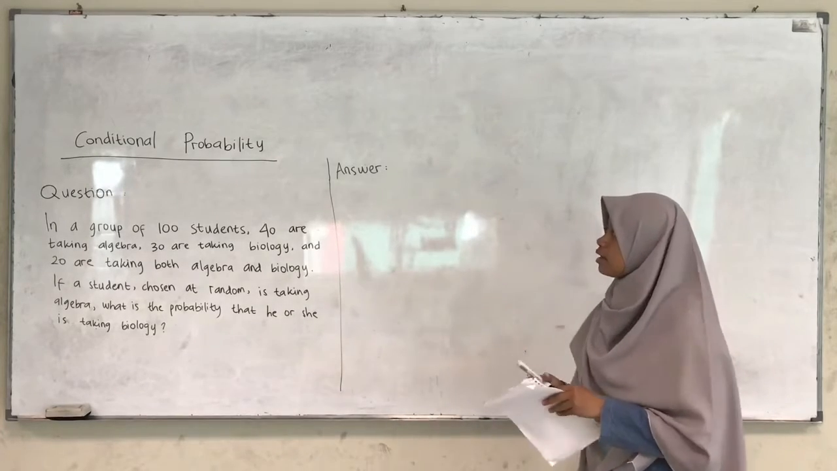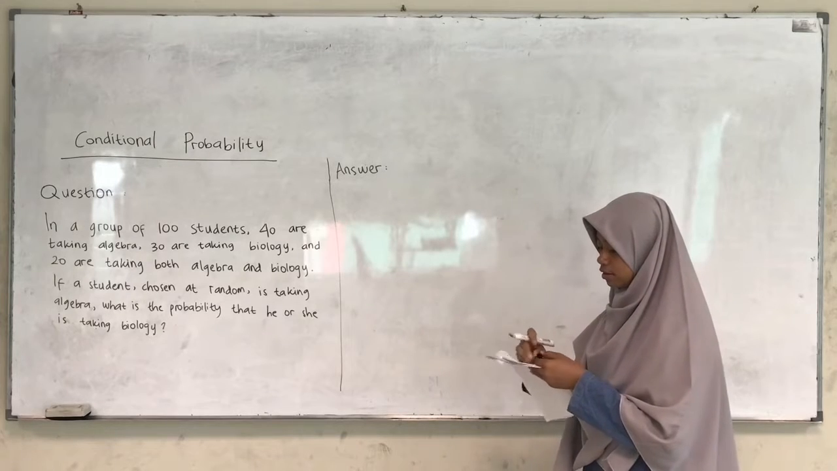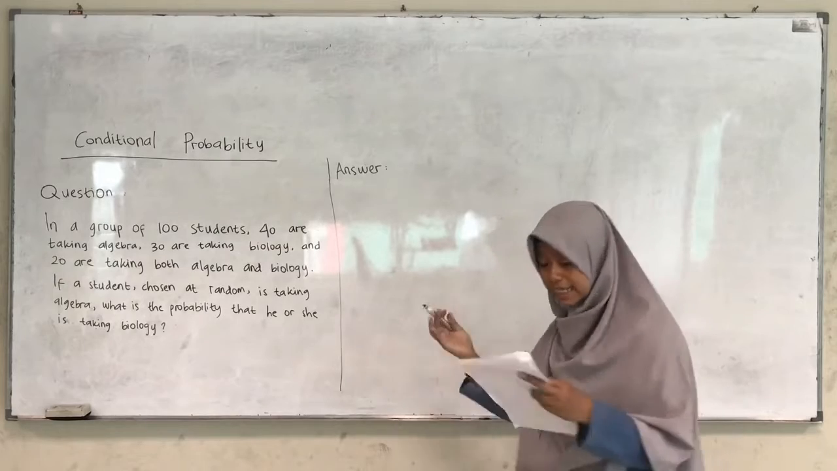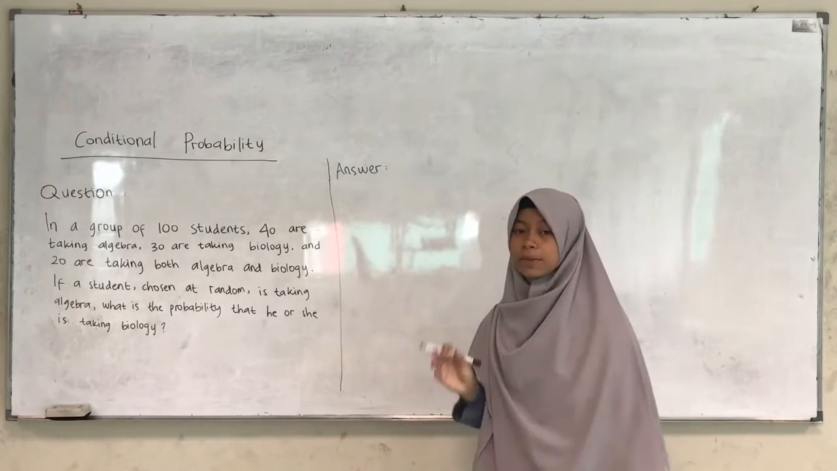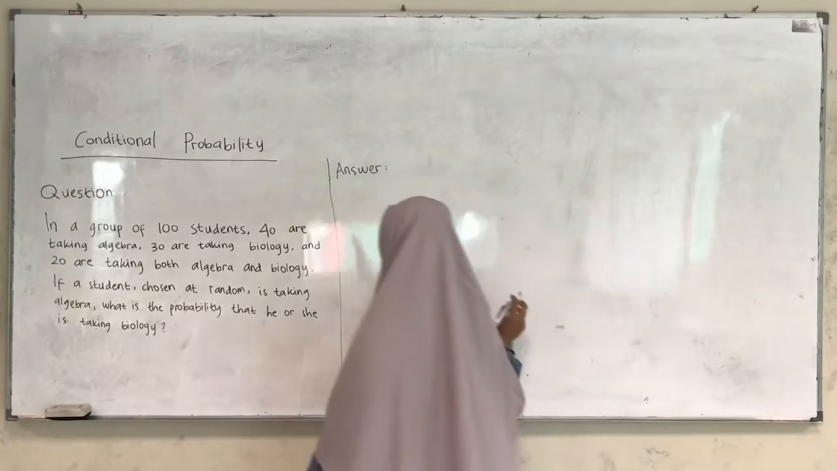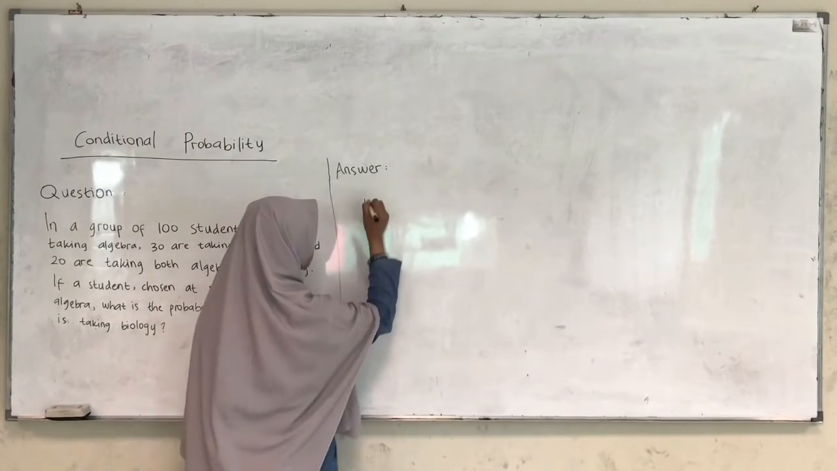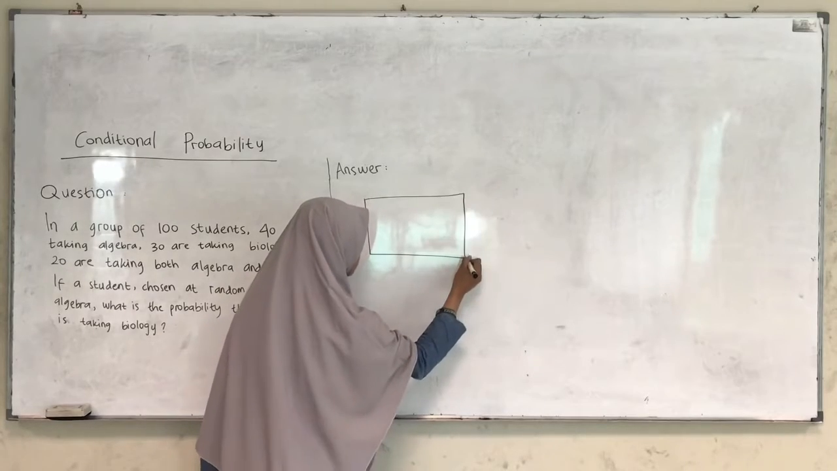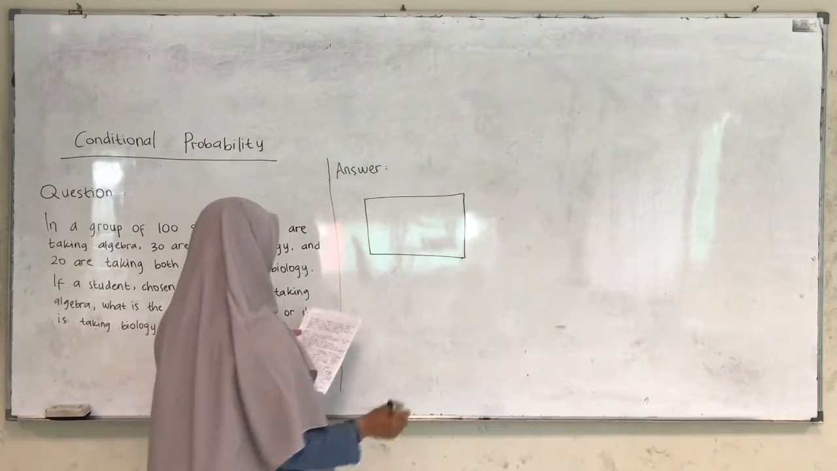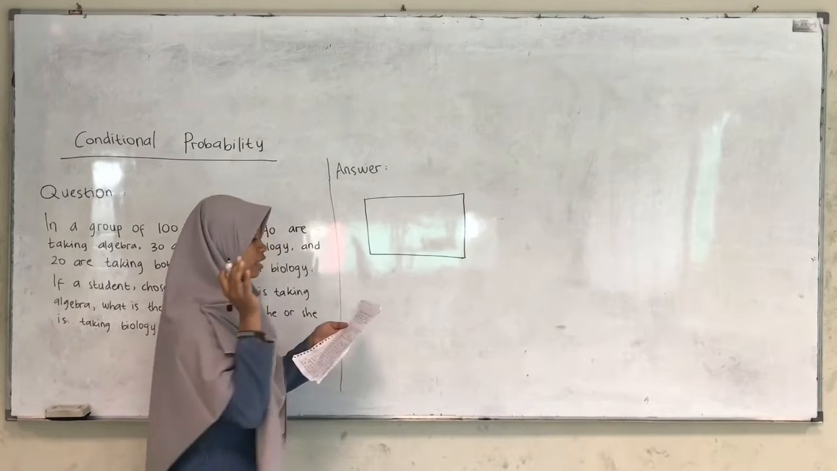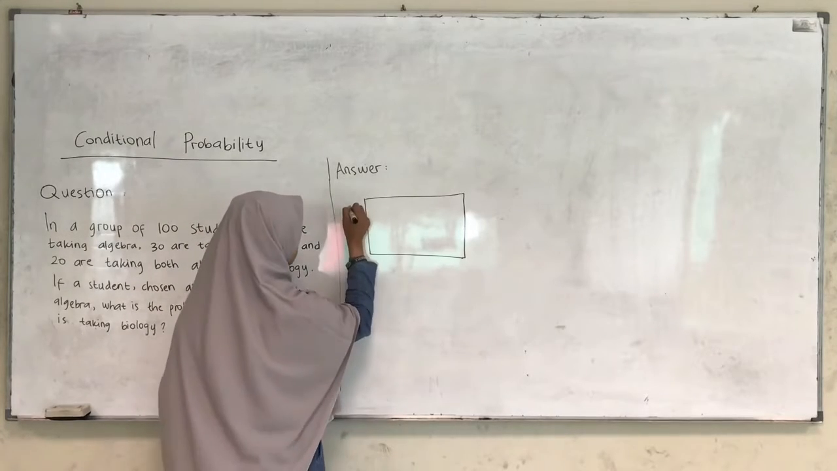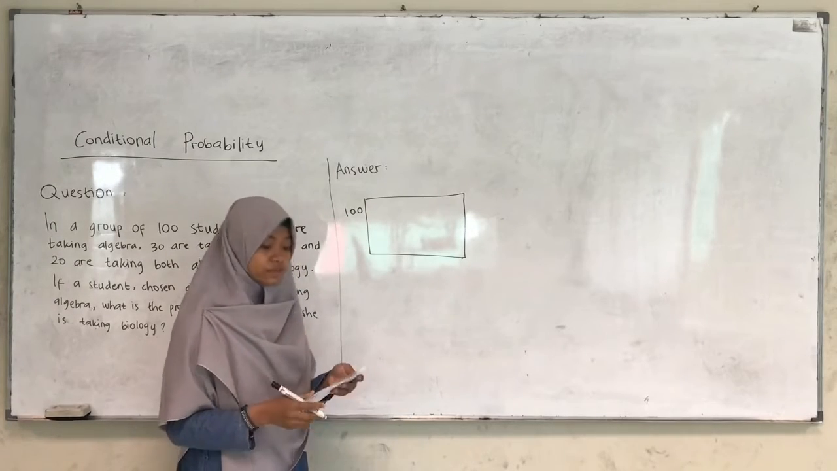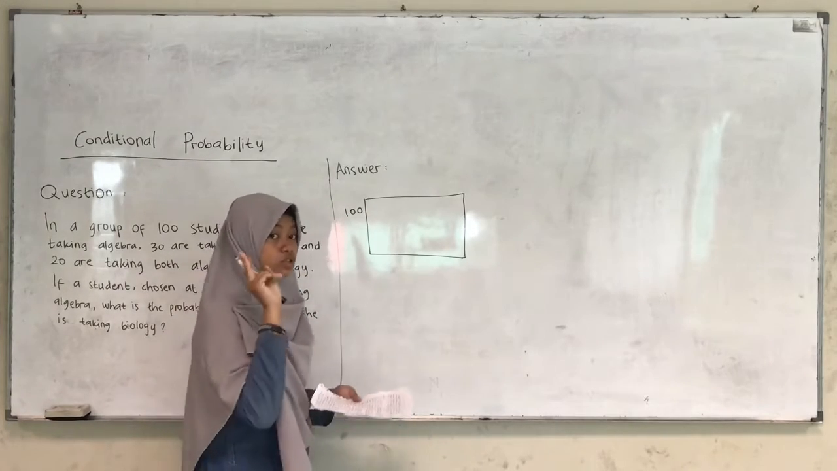Okay. The first thing we must do here is visualize this information with a Venn diagram. So I've got 100 students all together. That's going to be the universe. Within the universe are two groups.